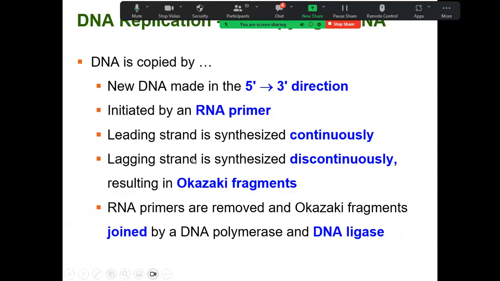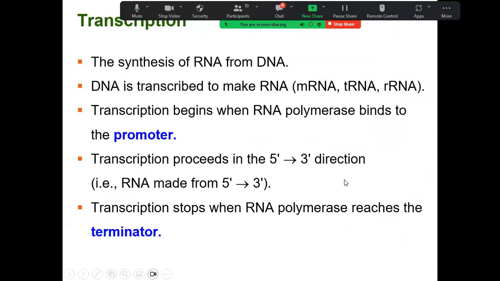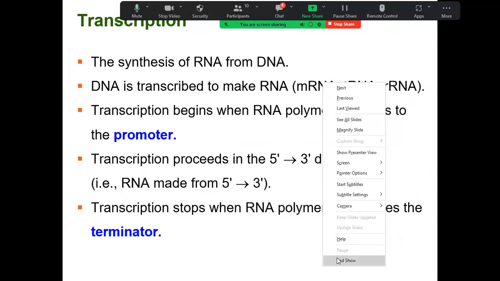The leading strand is synthesized continuously. The lagging strand is synthesized discontinuously, resulting in many Okazaki fragments. And then the DNA is put together by DNA ligase. All right, so that's DNA replication.